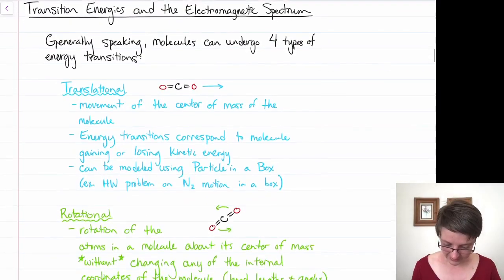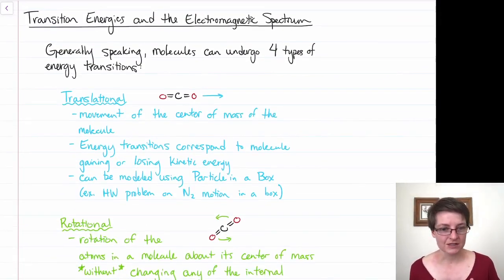Okay, so let's get started. Because we're going to be talking about a lot of general principles today, I'm going to use vibrational spectroscopy for many of my examples, but I am going to introduce some of these principles as they relate to all different types of motions that you might expect a molecule to experience. And generally speaking, there's 4 different types of energy transitions you could see a molecule undergo.